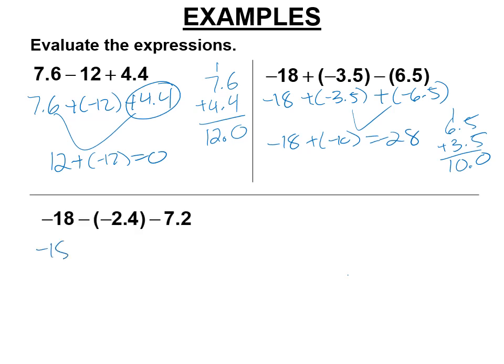Again, first number stays the same. Subtraction becomes adding the opposite. Minus negative 2.4 becomes plus 2.4. That also gets changed, plus negative 7.2.